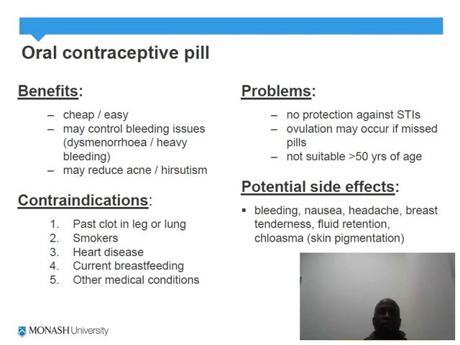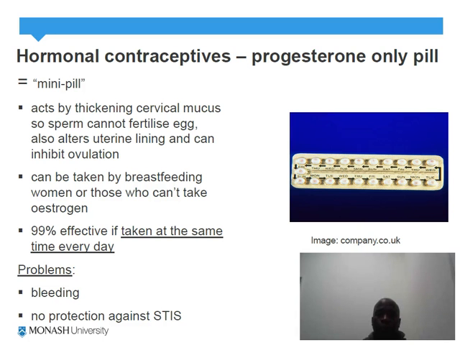There are potential side effects of using OCP. For example, bleeding, nausea, headaches. Sometimes women on OCP can also experience breast tenderness and fluid retention. Also, what is called chloasma. Chloasma is skin pigmentation, so you get a characteristic skin coloration.